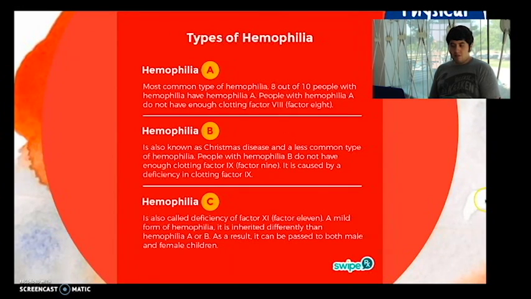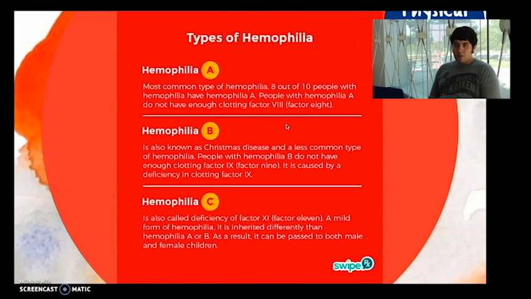The next type of hemophilia I'm going to be talking about is hemophilia B. Hemophilia B is also known as Christmas disease and is a less common type of hemophilia than hemophilia A. People with hemophilia B do not have enough clotting factor 9. It is caused by a deficiency in clotting factor 9.